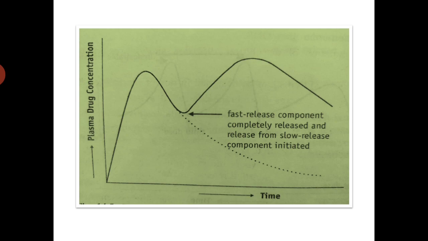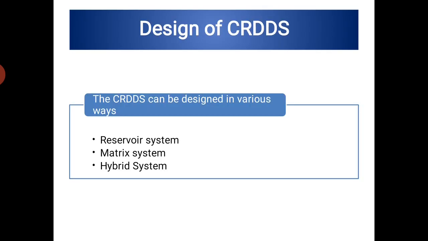So these are the 4 different types of release patterns we studied: slow zero order, slow first order, immediate release followed by slow zero order, and immediate release followed by slow first order. These are the 4 release patterns we are going to encounter in our control release drug delivery system. Okay, so these are all just background before entering into our control release drug delivery system.